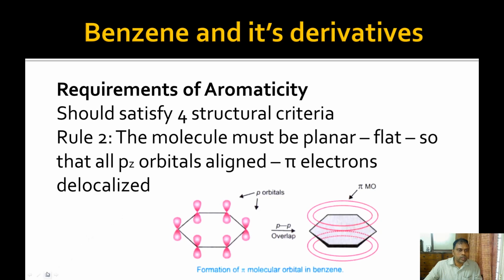The second rule is it should be planar. It should be in a plane, or it should be a flat structure. So benzene is a flat structure. Here, because the pz orbitals are aligned, they come together and are bonded to each other. This structure is planar, with the pi orbitals delocalized, or pi electrons delocalized, because of the pz orbitals.